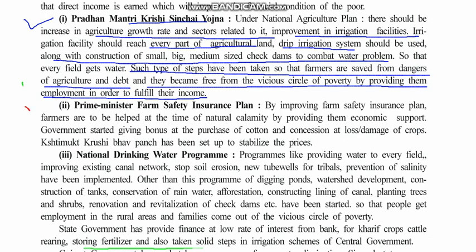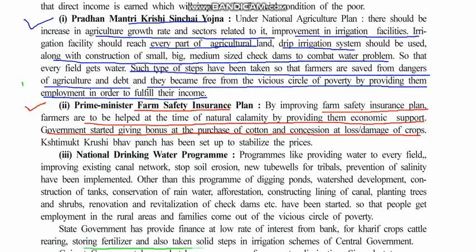The second one is the Prime Minister Farm Safety Insurance Plan. From the name again, farm safety means the insurance of the farm and the crops which are grown in the farm. By improving the farm safety insurance plan, farmers are to be helped at the time of natural calamity by providing them economic support. Government started giving a bonus at the purchase of cotton and concession at the loss or damage of the crops. At the time of natural calamities, like this year, there was a lot of rain, and due to it, a lot of crops have been destroyed.